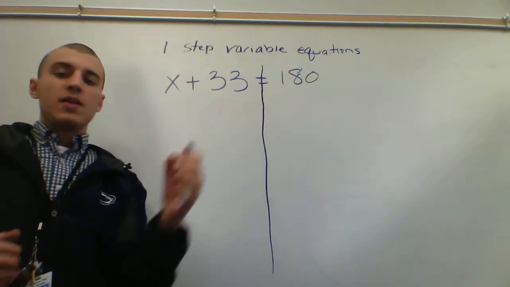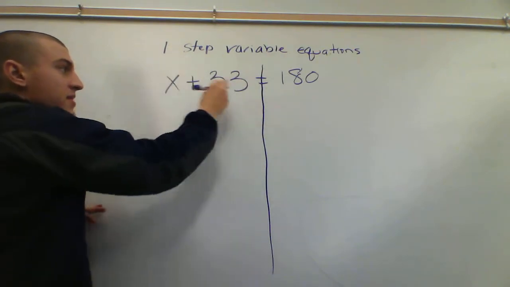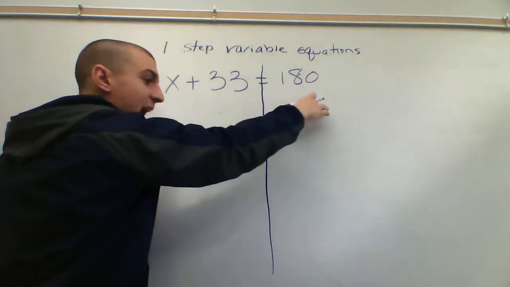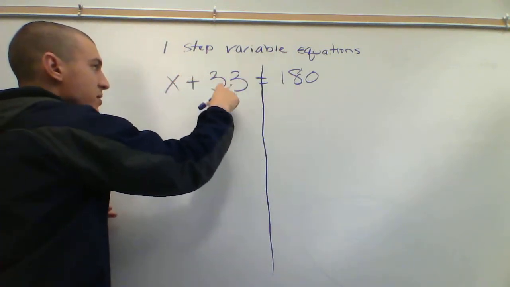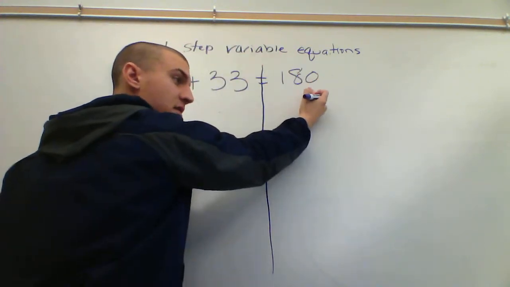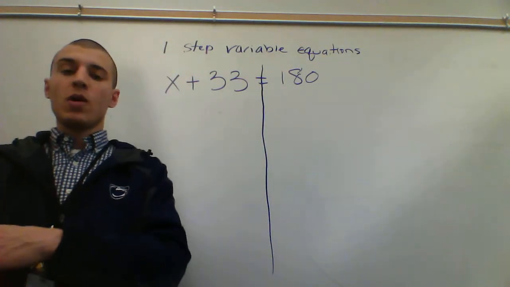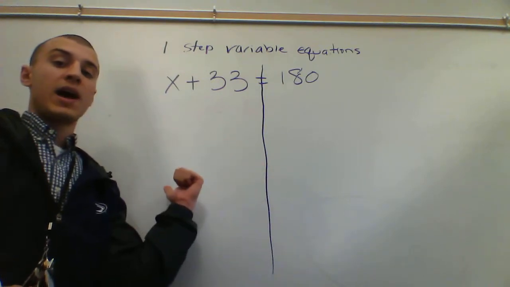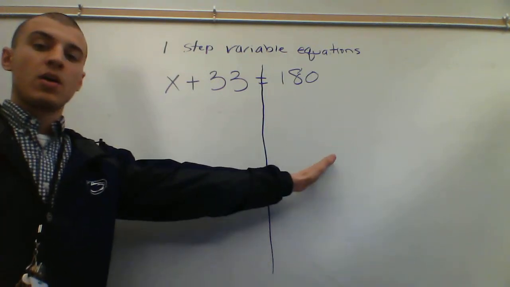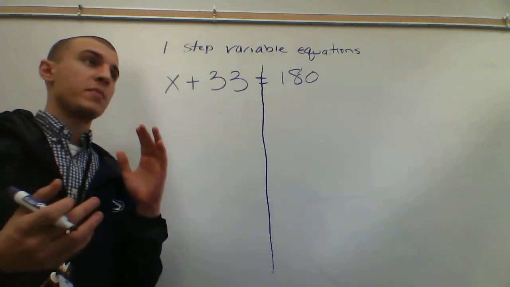The equal sign means that everything on one side of the equal sign is exactly the same as everything on the other side. So this x plus 33 is the same as 180. That's why we can manipulate. What we also have to know about the equal sign is if we do something on one side of our line, we have to do the exact same thing on the other side of our equal sign. And we'll move from there.